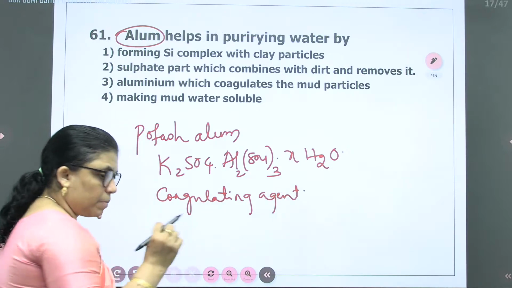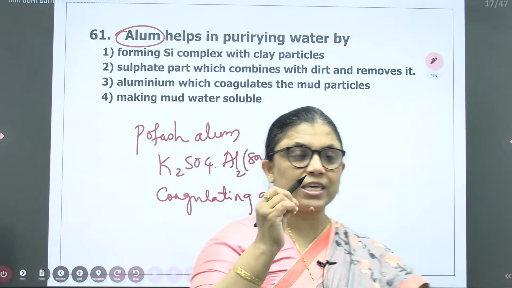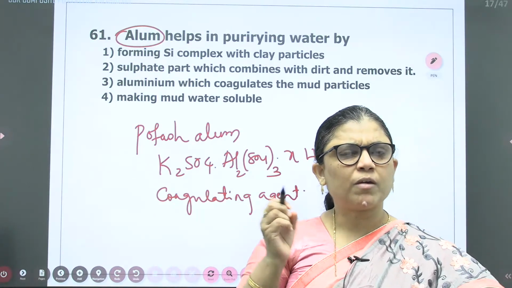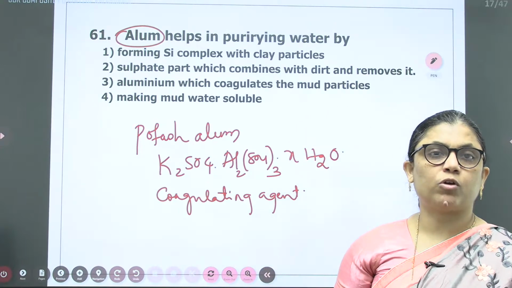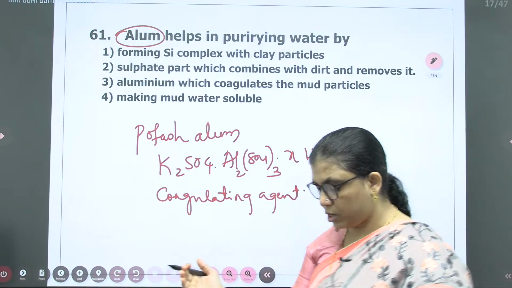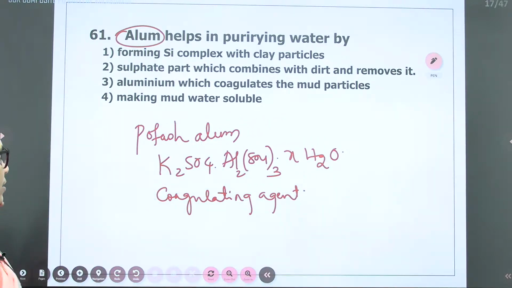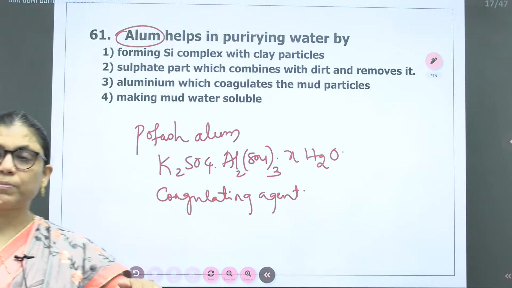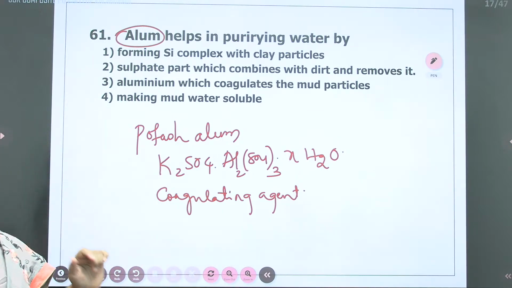Have you observed, children? Sometimes in municipal water, some impurities can be removed by settling down or by filtration. Even so, some impurities remain along with the water, particles which cannot be removed either by filtration or by settling. That can be done by adding potash alum. That's why potash alum acts as a coagulating agent. It combines with the dirt particles and forms a precipitate, and all the precipitate settles down. That's why potash alum is a best coagulating agent.